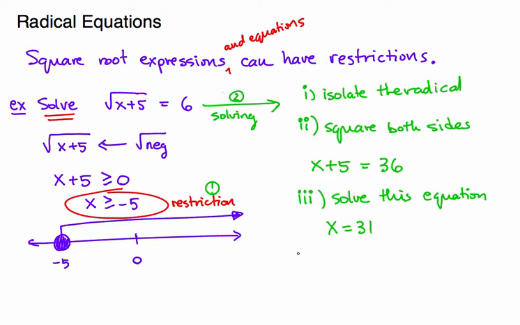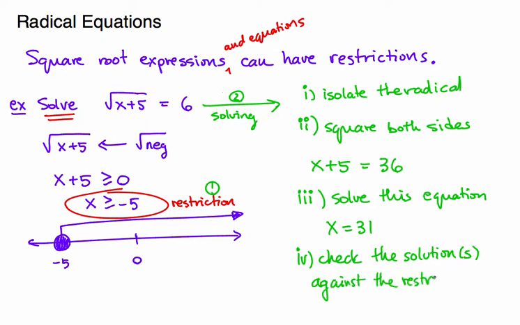And the last thing that I have to do is check the solution. And sometimes you'll get more than one, so I'll put solutions against the restrictions. And there's a couple ways to do that. One way, and restrictions, there could be more than one. So one way is to just see if 31 is bigger than or equal to negative 5, which it is, and so 31 is going to work in this case.